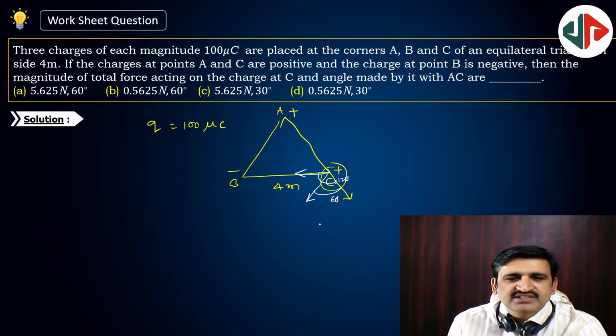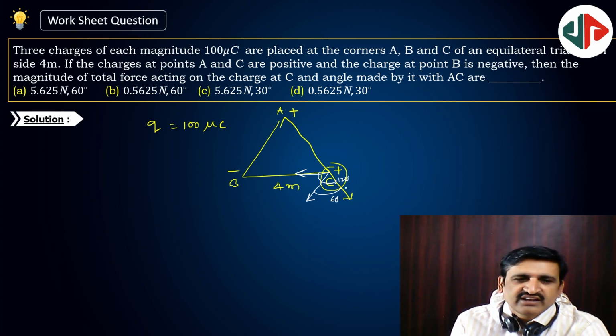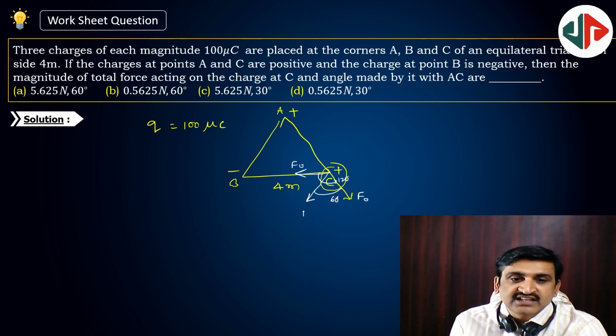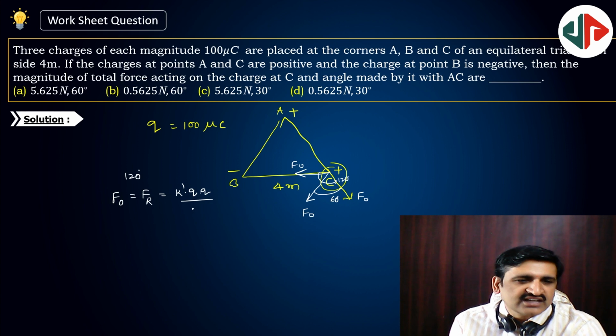60, two options are there. Okay, fine. Next. If it is F0 and also F0 at 120 degrees, then the answer is also F0 only at 120 degrees, the same force will come. And that F0 will be the resultant because it's at 120 degrees. That is K dash Q into Q by distance R square.